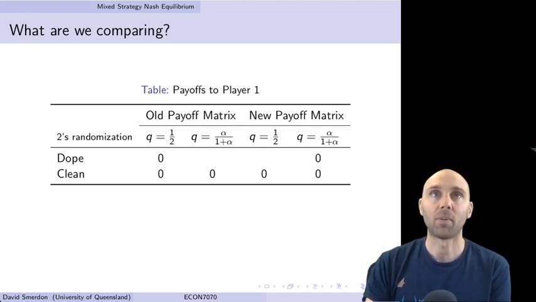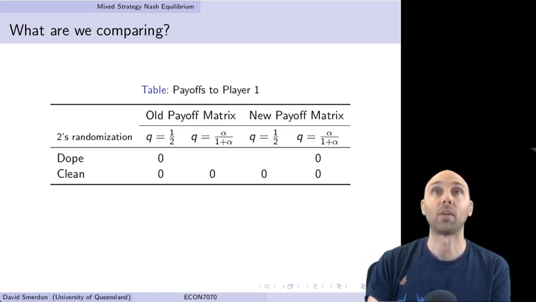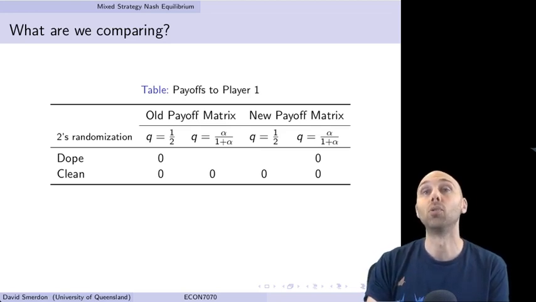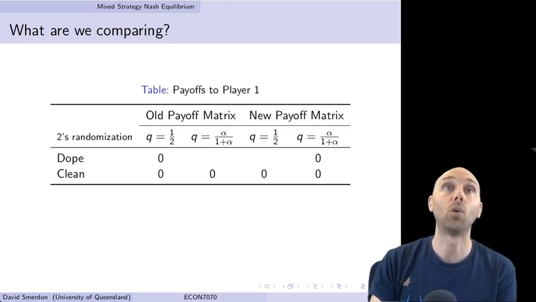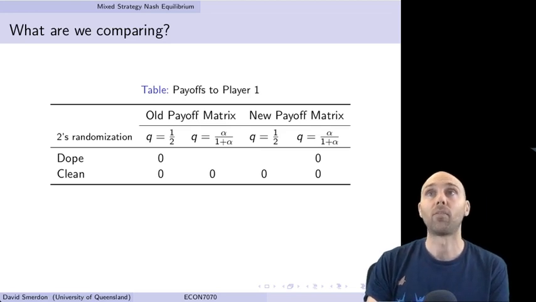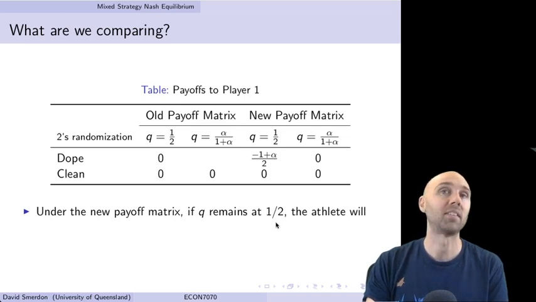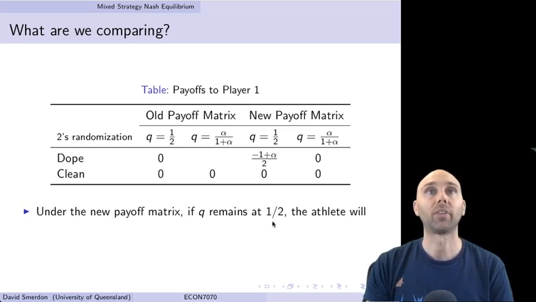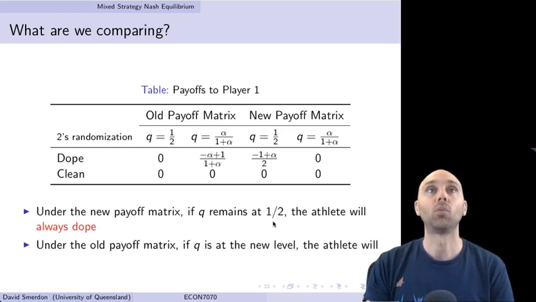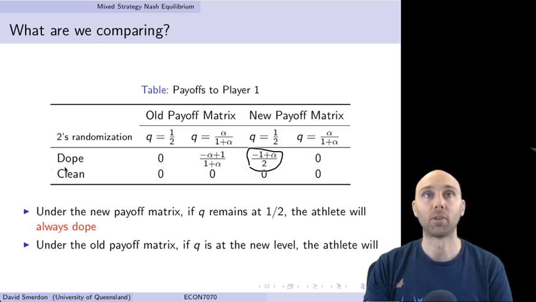But now we can see what happens if the official keeps the same mixing strategy even though the payoffs have changed, or alternatively uses a new proportion strategy in the old payoff matrix. So in the new payoff matrix, if Q remains at a half, that is the official doesn't change their behavior from the previous equilibrium, what will the athlete do? Well, in this case, the athlete will always dope. So in the new payoff matrix, if Q is equal to a half, then this number here, -1 plus alpha over 2, is strictly positive, strictly greater than 0. So player 1 will always dope.